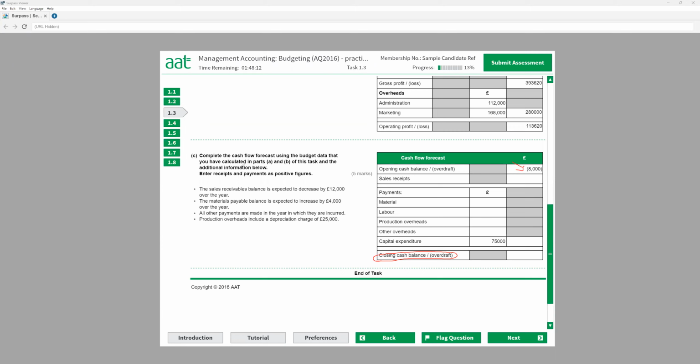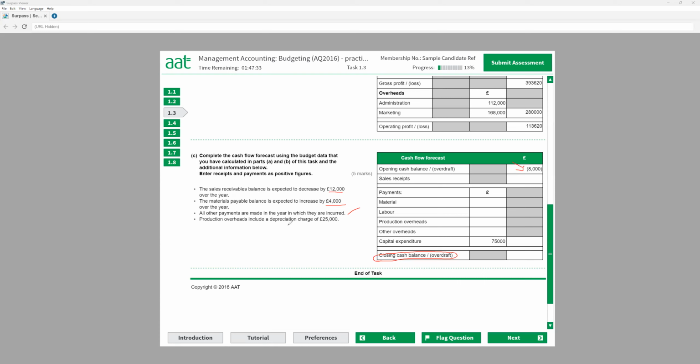Complete the cash flow forecast using the budgeted data that you have calculated in parts A and B of this task and the additional information below. Enter the receipts and payments as positive figures. So don't put any minus. Everything will be positive. The sales receivables balance is expected to decrease by 12,000. Material payables are expected to increase by 4,000. All other payables are made in the year in which they are incurred. So other payables are just like you paid immediately.